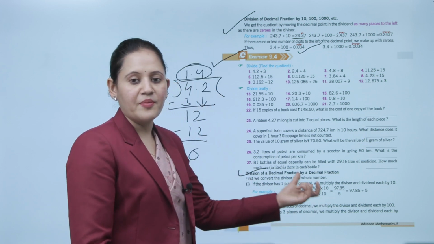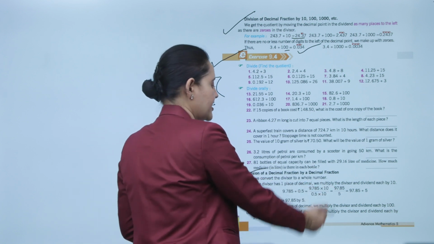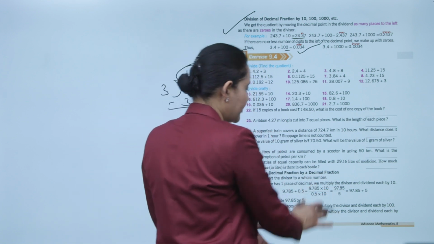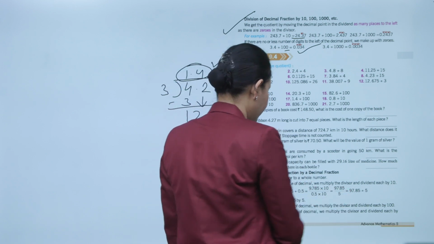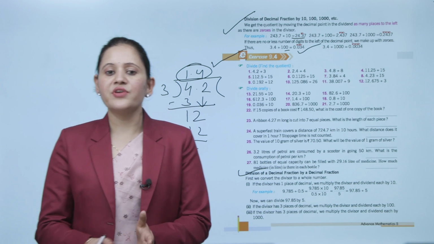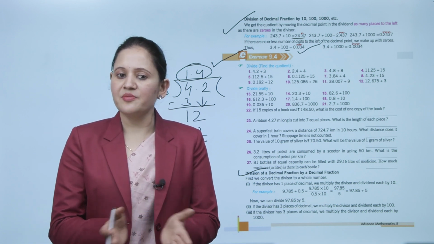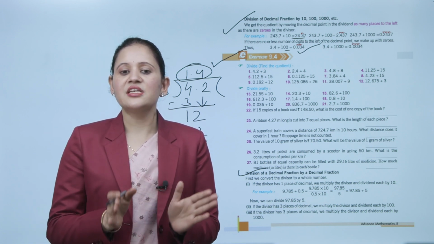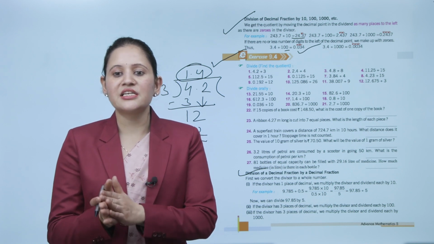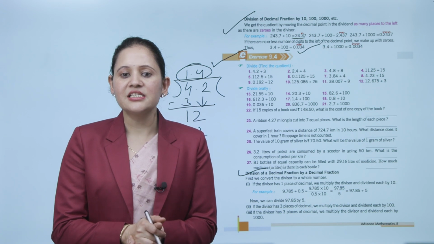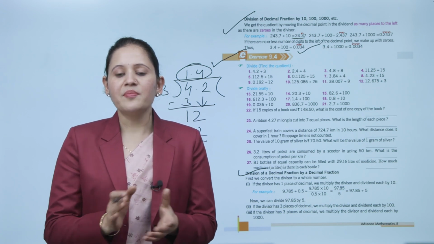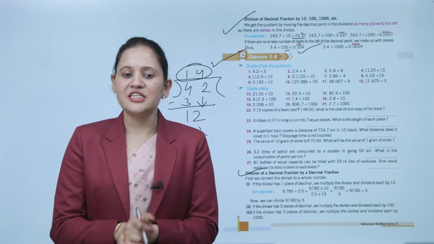So what we'll do? We'll multiply both numerator and denominator by 10. So the divisor will become a non-decimal number. Then we'll divide. Clear? So now we can divide 97.85 by 5. If the divisor has 2 decimal places, we multiply the divisor and dividend each by 100. If the divisor has 3 decimal places, we multiply each by 1000.